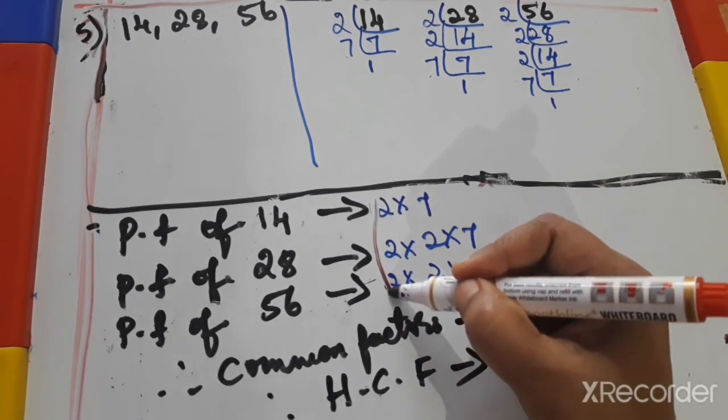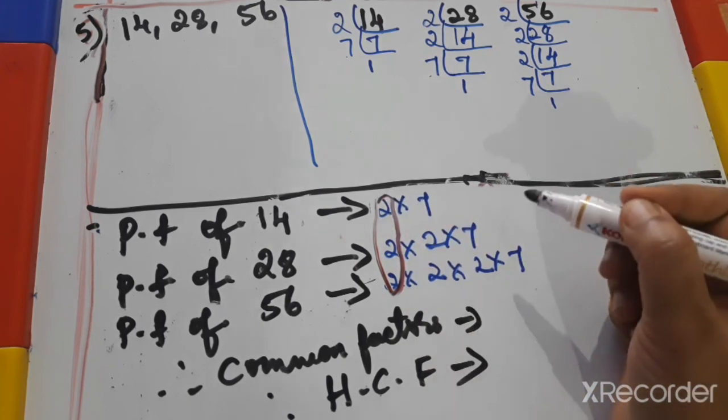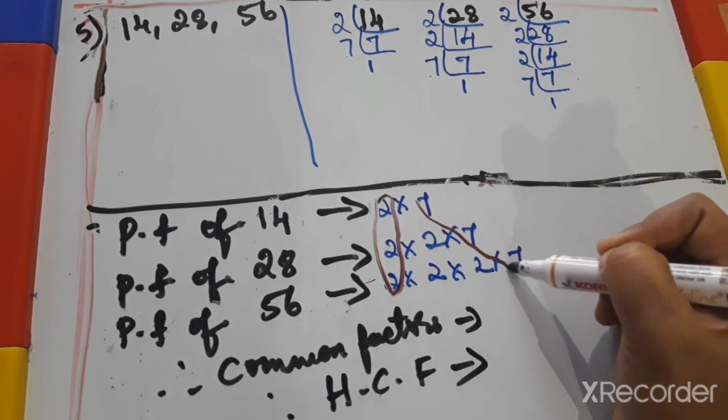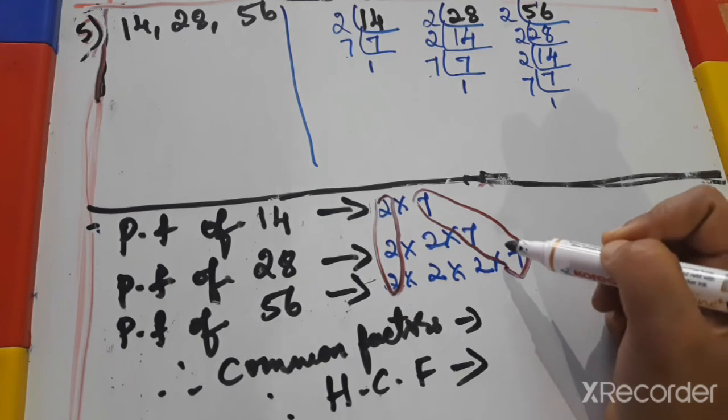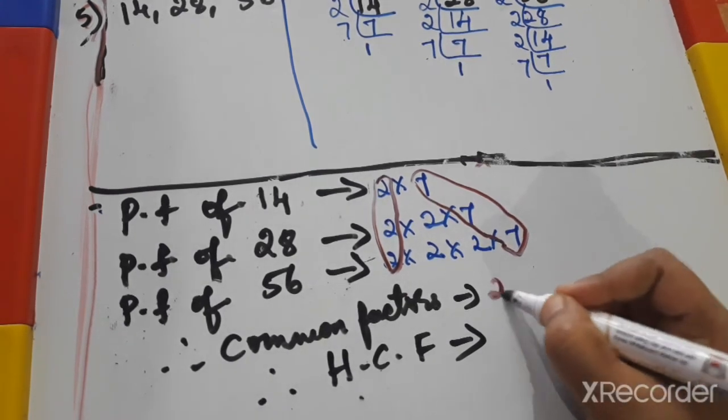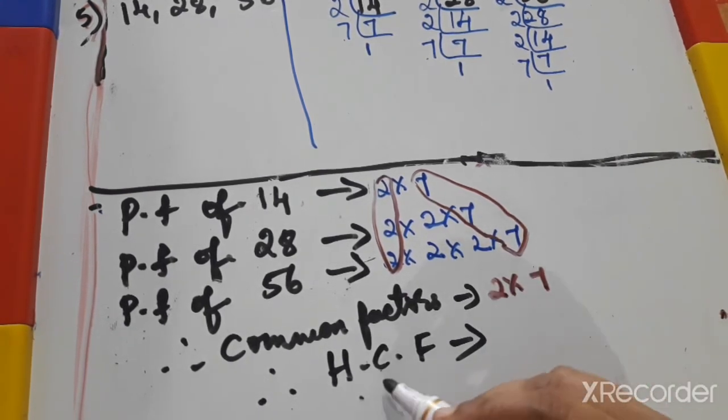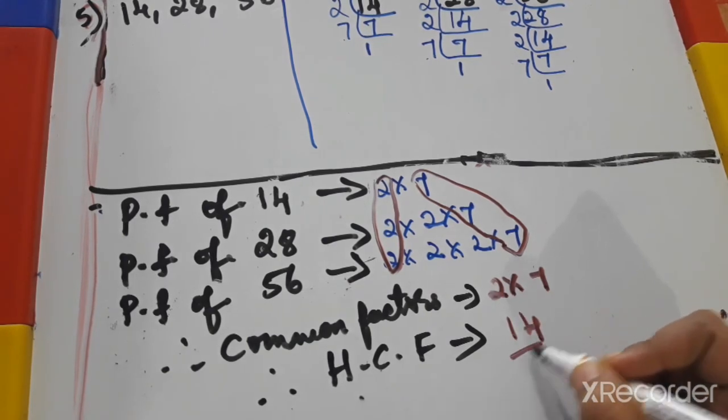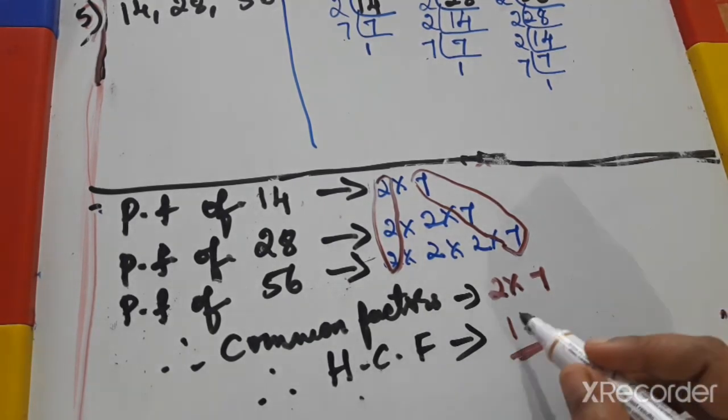2 is common in 3 places. Then 7 is common in 3 places. So the common factors are 2 into 7. Therefore the HCF is 2 7s are 14. HCF is 14.